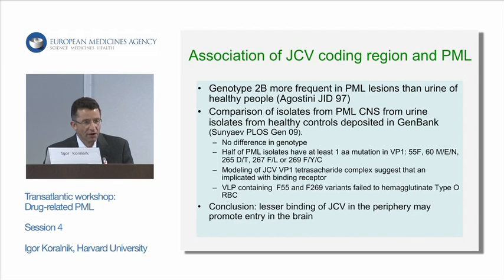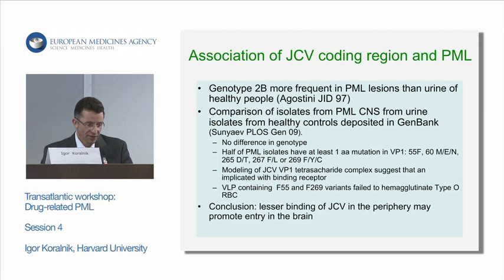And now I'm going to summarize three papers that have been published by researchers from Biogen IDEC, sometimes in collaboration with other researchers like Paola Cinque in Milan, where they looked at isolates from PML in the CNS that were compared with urine samples, again from healthy controls. All these data were deposited in GenBank, and they were just analyzing data that were already generated by others.